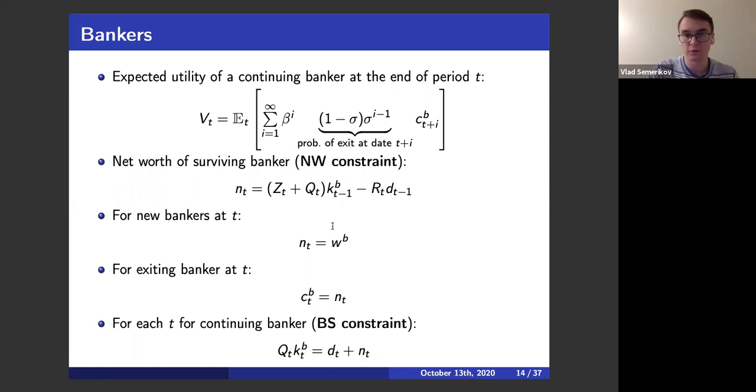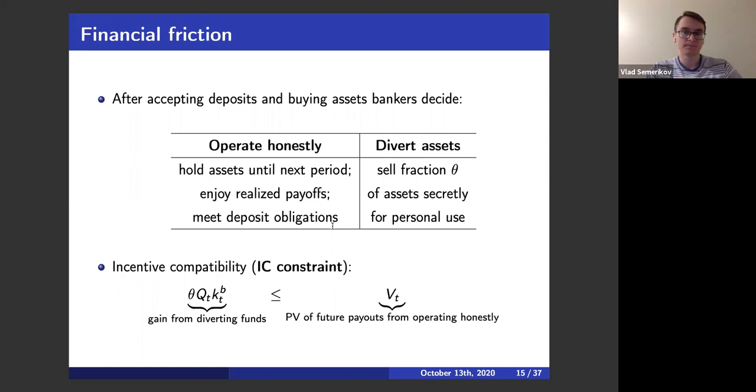So here's the financial friction that we're going to introduce. During the period T, right after the decision on how much capital to accumulate and how many deposits to have, each banker is going to decide whether to operate honestly or to divert his or her assets. Operating honestly means just holding assets until the next period, enjoying realized payoffs, and meeting deposit obligations. There is nothing special. Diverting assets means to sell a fraction theta of acquired assets secretly for personal use.